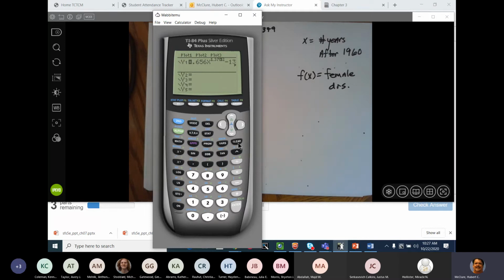Oh, come on. I hate these calculators. Let me just type it in again. 0.656 x raised to the 1.379.